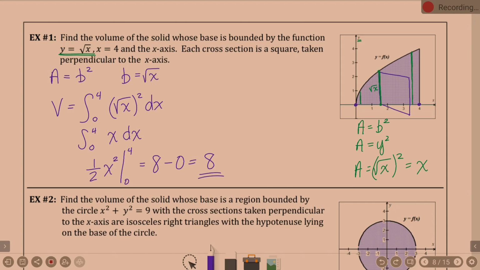Get a final answer of 8. Because 1/2 times 4 squared is 8. And then 1/2 of 0 squared is 0.